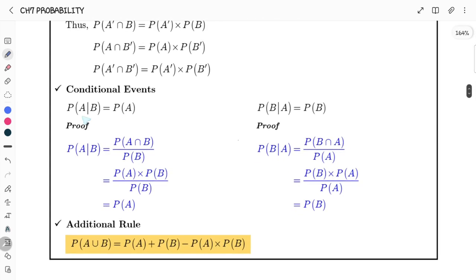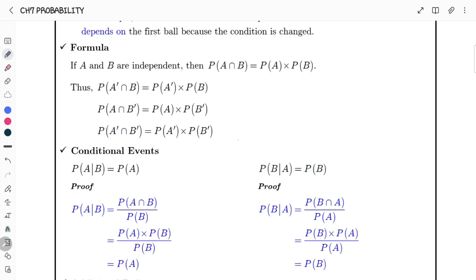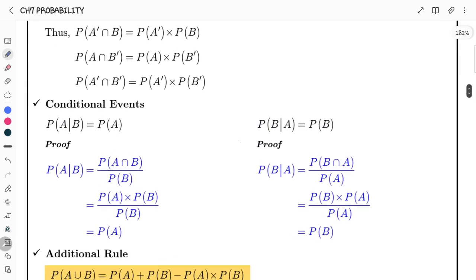For conditional events, P(A given B) is equal to P(A) if A and B are independent. Okay, if they are independent, then P(A given B) is equal to P(A), and P(B given A) is equal to P(B). Proof: we know that P(A given B) is P(A intersect B) divided by P(B), and since P(A intersect B) is equal to P(A) times P(B), then these two will cancel out, and you have P(A), same as this.